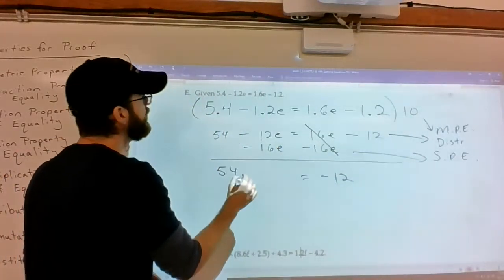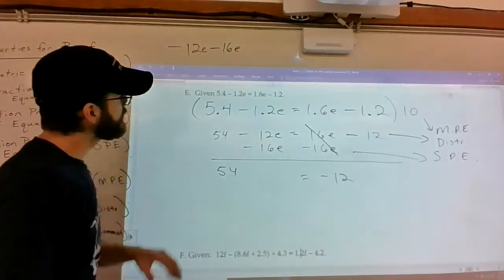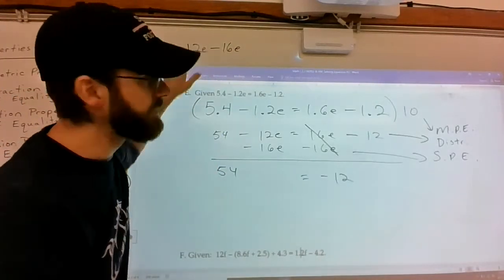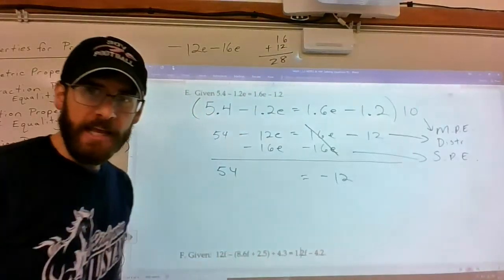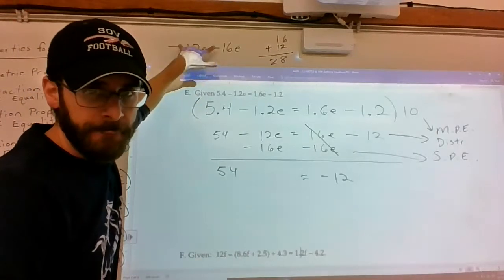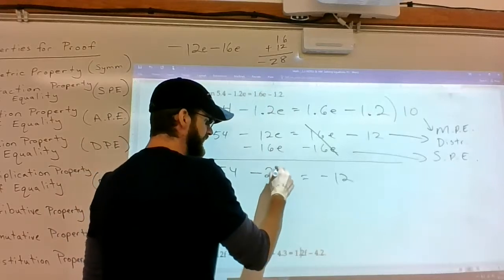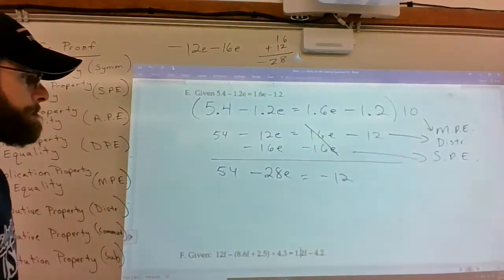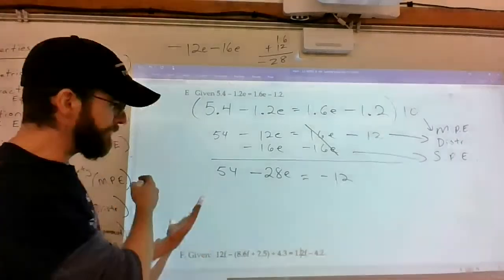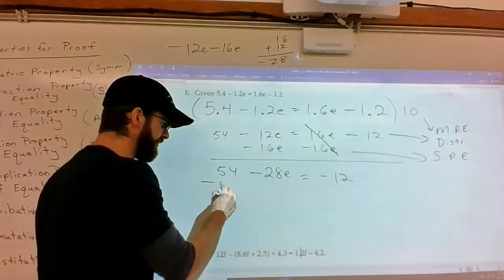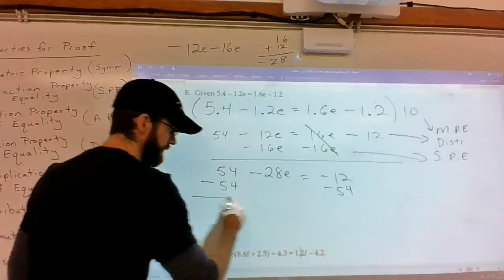54 drops down. A negative 12e minus 16e. Same sign, add. So you get 28. And if it's a minus out here, it's got to be minus there. So it's minus 28e. Now it kind of looks like what we had before. I guess I can just subtract the 54 from both sides. That'll get the e by itself on the left.